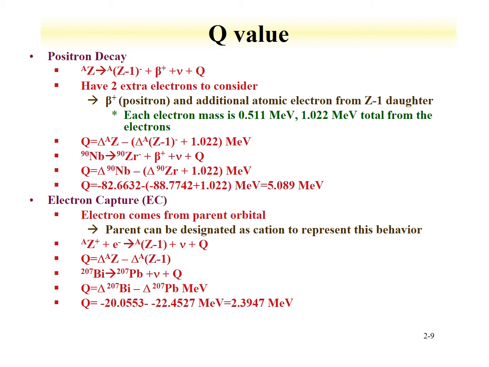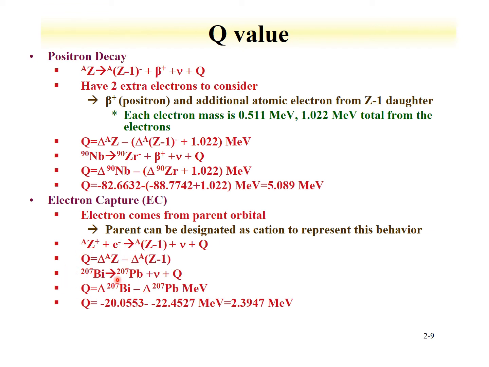We can do the same calculation for electron capture. In this case, the electron comes from the parent orbital. The parent can be designated as a cation to represent this behavior. So we have a parent here that takes an electron. Then a proton is converted into a neutron. An antineutrino is emitted. And then the Q value is calculated. From this, the Q value is just equal to, well, this gets neutralized, so we don't have to worry about electron mass. So it's just the mass of the parent minus the mass of the daughter.